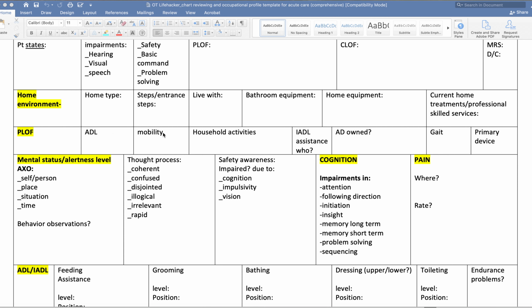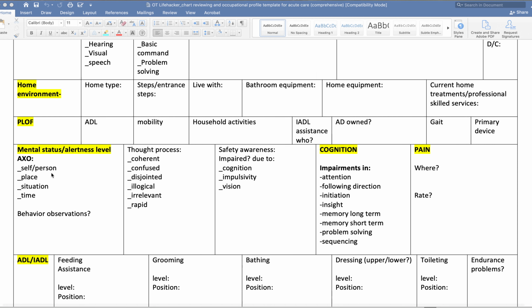And mobility, talk about what they use. Do they use any devices? Household activities. What was important to them, for them to do at home? And then, did they have any assistance with house management, financial management, all of that? Did they own any adaptive equipment? Their gait and primary devices they use. And then the mental status.